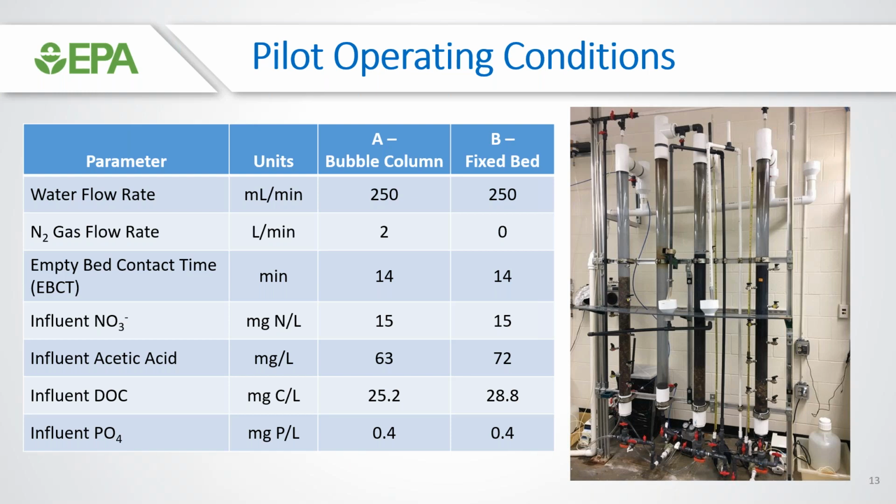And then in System A, in the bubble column, we're feeding nitrogen at 2 liters per minute. We're targeting an influent nitrate concentration of 15 milligrams per liter. And then adding acetic acid, less in System A than in System B, but we're still dealing with pretty high DOC concentrations here. And then also adding phosphorus.